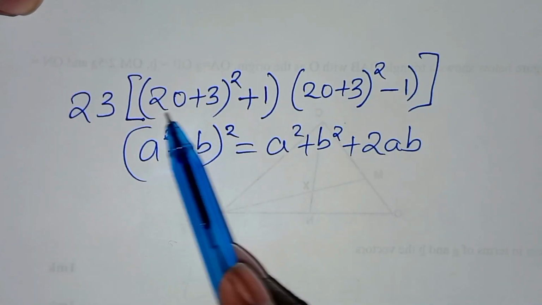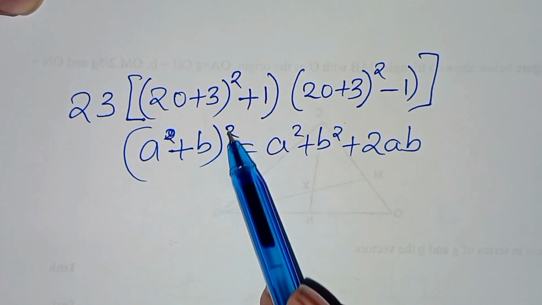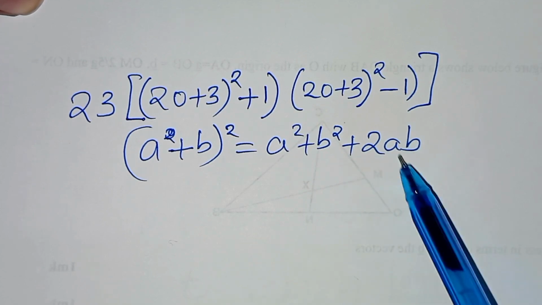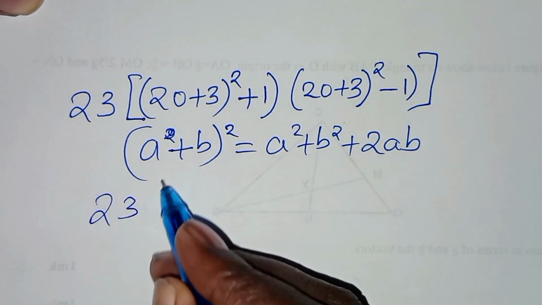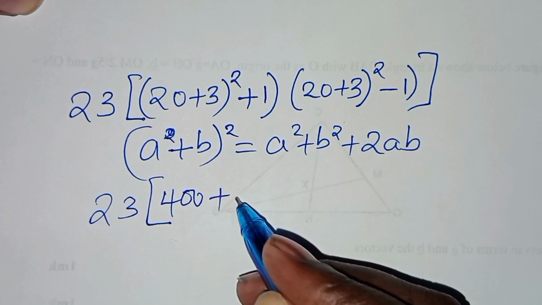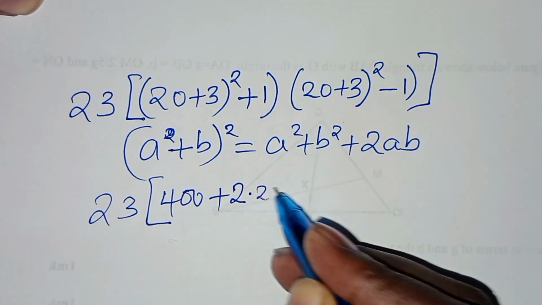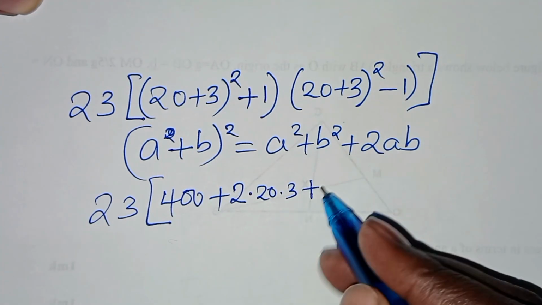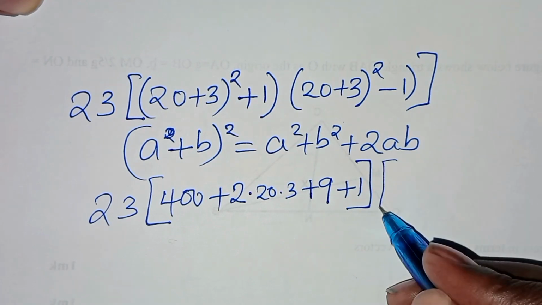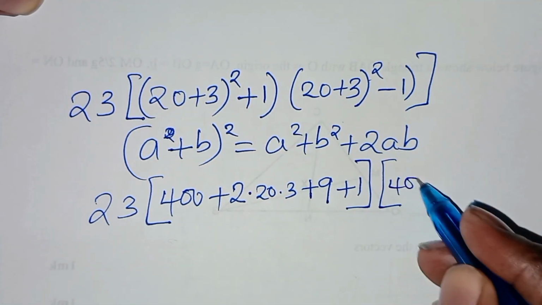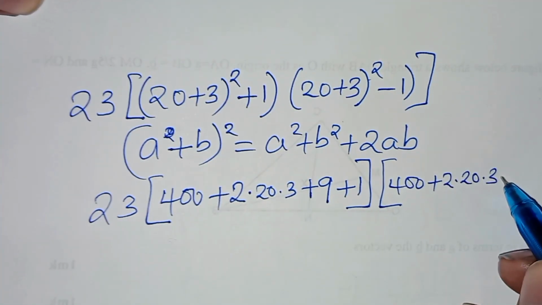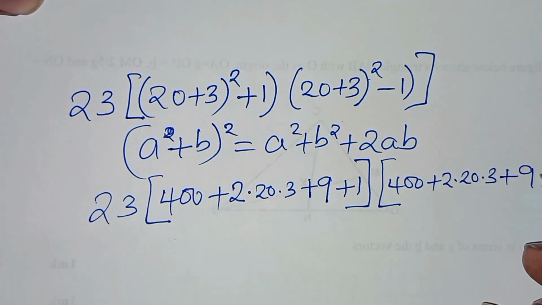Now we are saying that 20 plus 3 squared is in the form of a plus b squared, which we can express as a squared plus b squared plus 2ab. Applying this algebraic identity, we have 23 into the parentheses: 20 squared, which is 400, plus 2 times 20 times 3, plus 3 squared, which is 9, plus 1. Then we close the bracket. And in the second, we have 20 squared, which is 400, plus 2 times 20 times 3, then plus 3 squared, which is 9. Subtract 1 here.